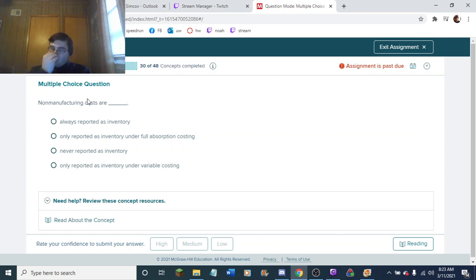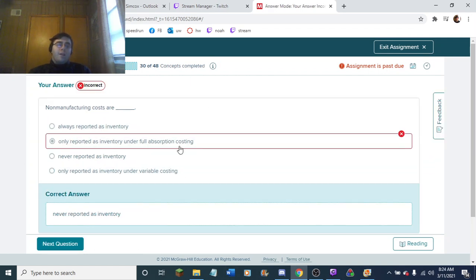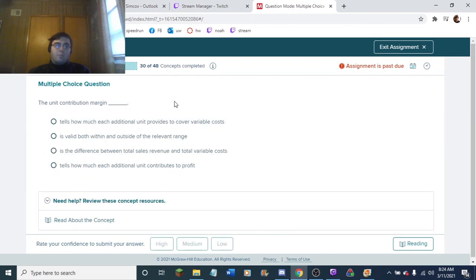Non-manufacturing costs are... Oh, come on. It's never reported as inventory. Okay, whatever. The unit contribution margin. Oh yeah, I'm an idiot. I'm stupid.